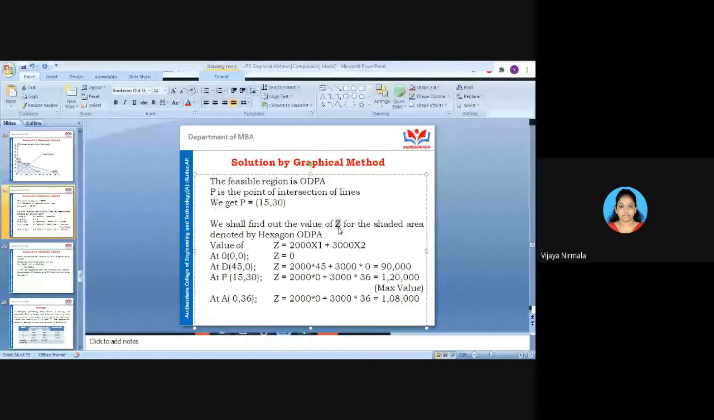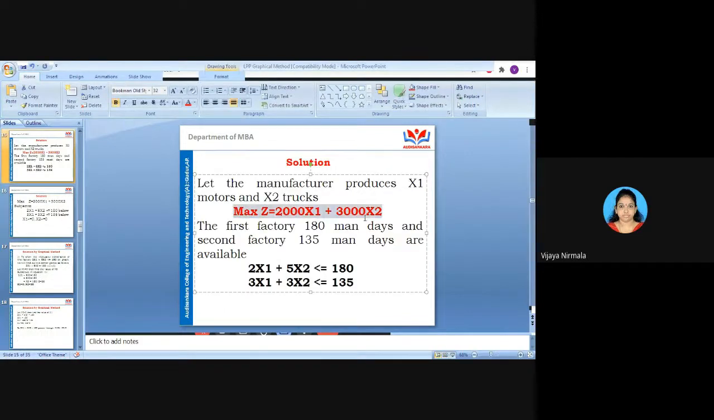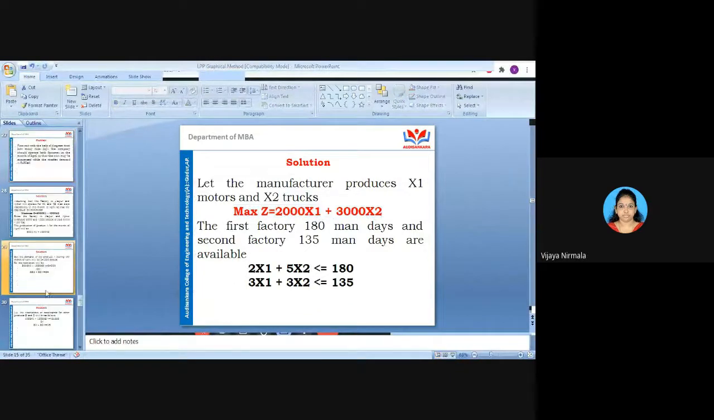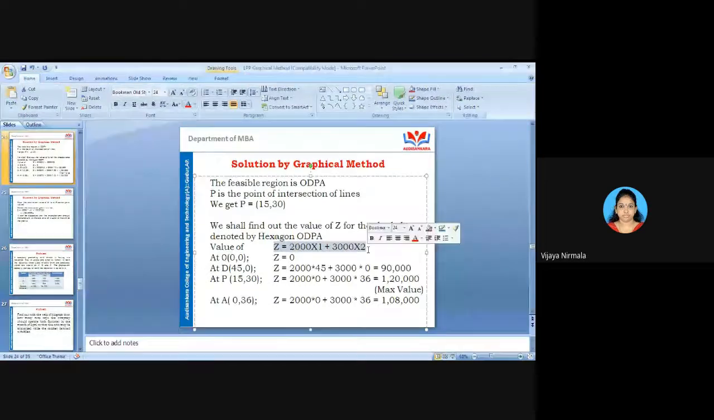Now we have to find out the value of Z for the shaded area ODPA. So what is the value of Z? We know the equation we wrote first: Maximize Z is equal to 2000 x1 plus 3000 x2.